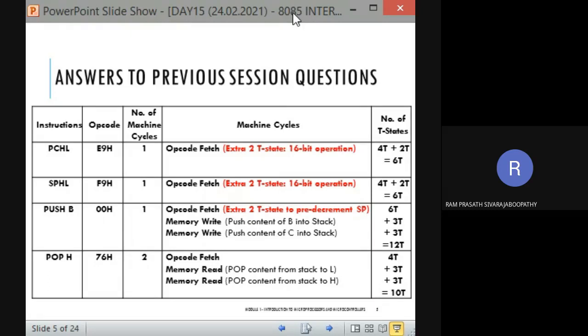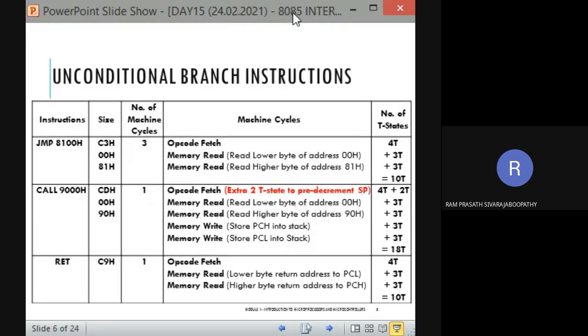Okay, so next I will move to unconditional branch instructions. Last class we discussed jump, call, return. How many machine cycles will these take?